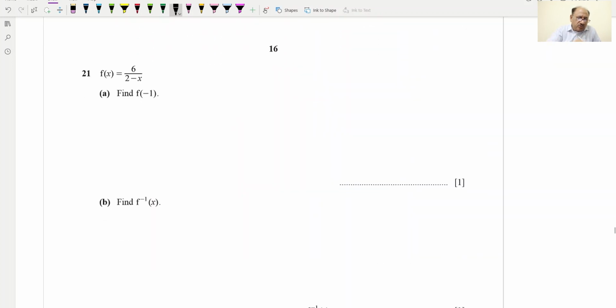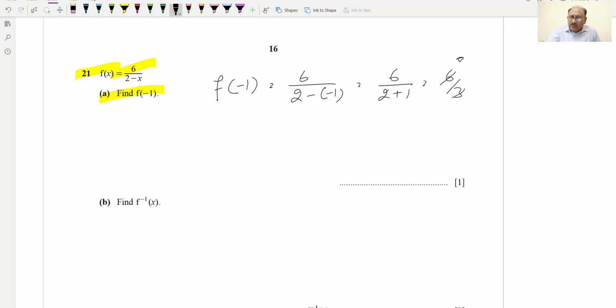Now functions, question number 21. Find f inverse of x. So first find f of minus 1. We replace x by minus 1, so 2 minus minus 1. This will be 6 over 2 plus 1, which is 6 over 3, which can be cancelled as 2. So the answer will be 2 over here. And this is a 1 mark question.